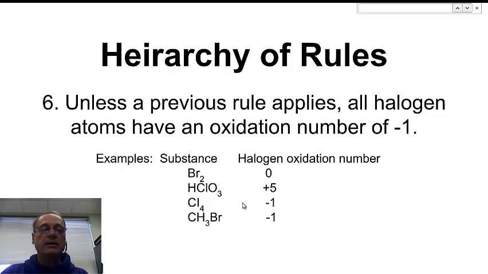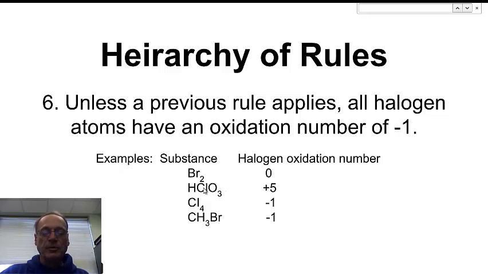The next rule says that, again, unless a previous rule applies, all halogen atoms will have an oxidation number of -1. But again, other rules may apply earlier. So for example, Br2, the element bromine, again, because it's an element, its oxidation number is going to be 0. Look at this interesting molecule, HClO3, that's chloric acid.